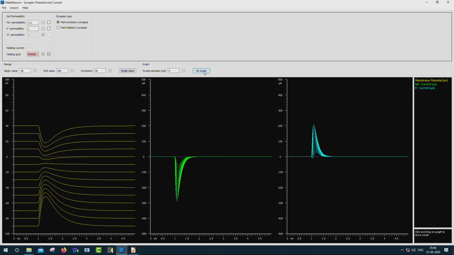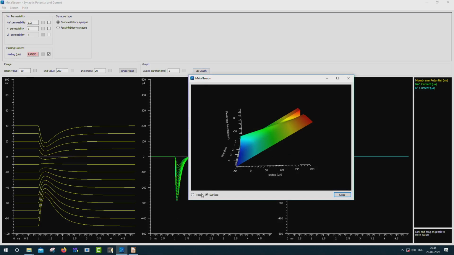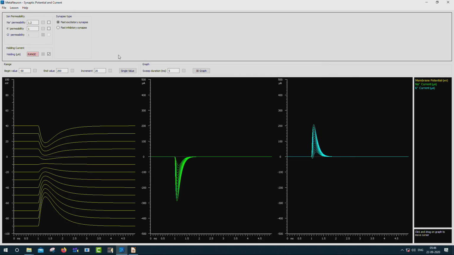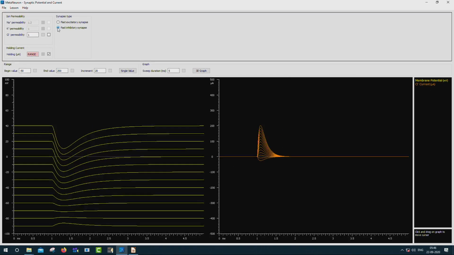And the good old 3D graph, well, traces are much better. You can see it starting over here and then it reverses. Okay, right. So this was an excitatory synapse. So let's look at an inhibitory synapse, a fast inhibitory synapse. When you say fast, that implies slow.